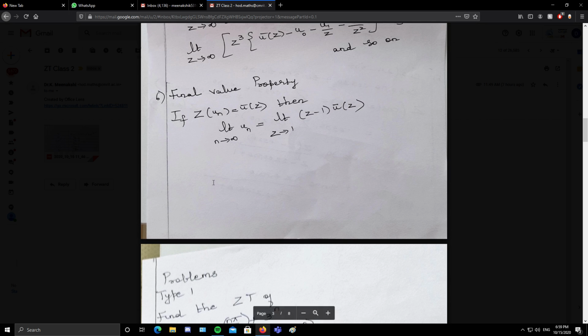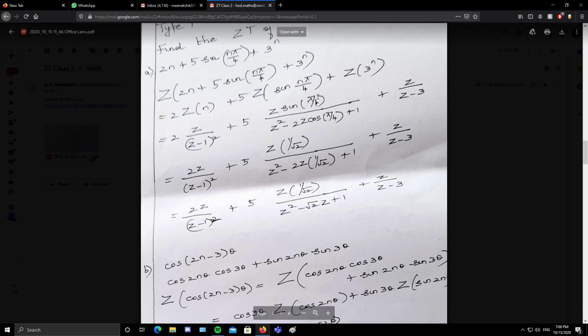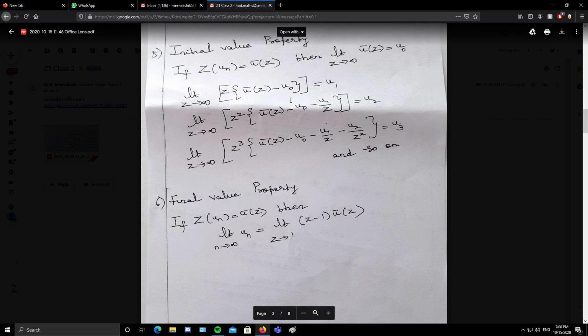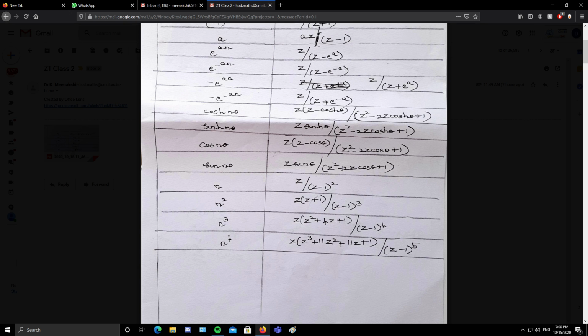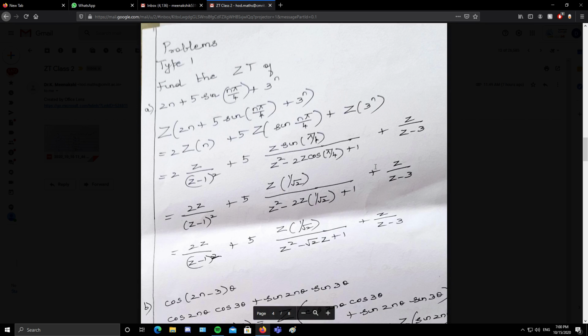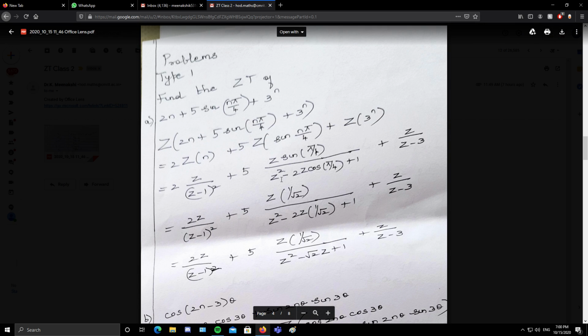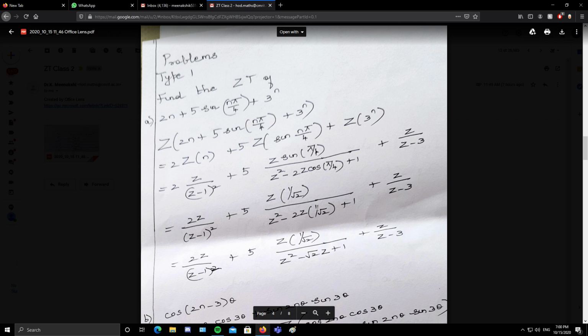So what is Z of n from the formula page? z by z minus 1 whole square. What is Z of sin n theta? You see here, z sin theta by z square minus 2z cos theta plus 1. In place of theta you have pi by 4. And Z of a per n is z by z minus a. So Z of 3 per n is z by z minus 3. Then you have the simplification.